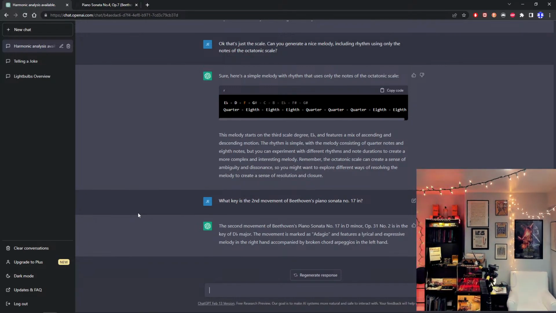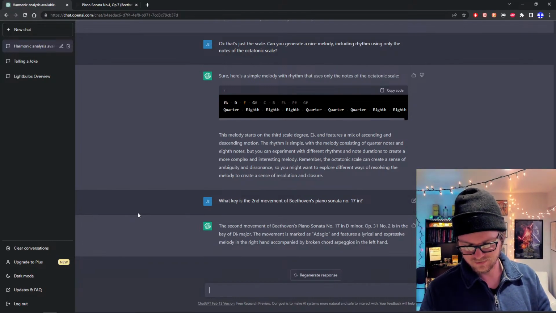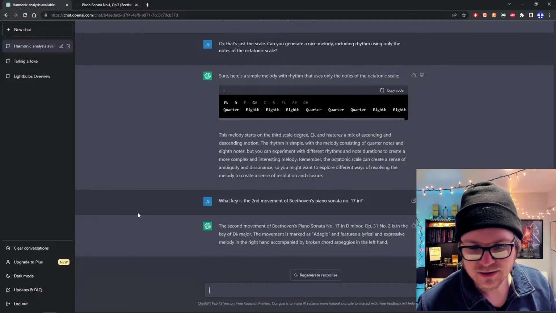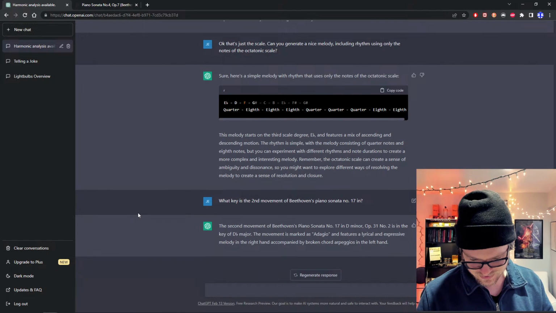I'm telling you, it failed the easiest one, right? Did it just fall on its face on the very first question I asked it? No, it's in B flat major, right? It says it's in the key of D flat major. Huh. Nope.